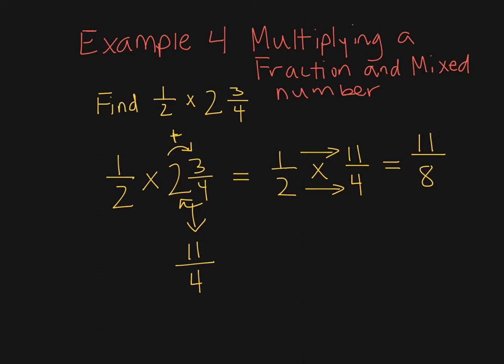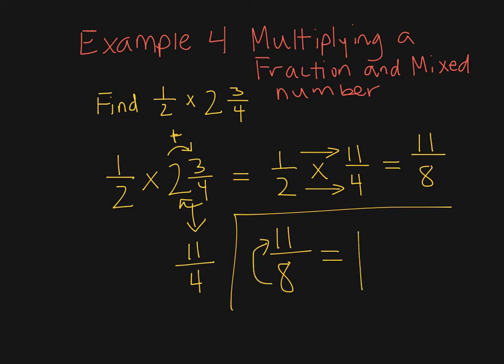So now I'm going to take 11/8 and think to myself, how many times does 8 go into 11? 1 whole time. How many do I have left over? So I would take 8 times 1 is 8. So 11 minus 8, I get 3, and then I leave the number 8 as my denominator. So my answer to 1/2 times 2 3/4 is 1 3/8.